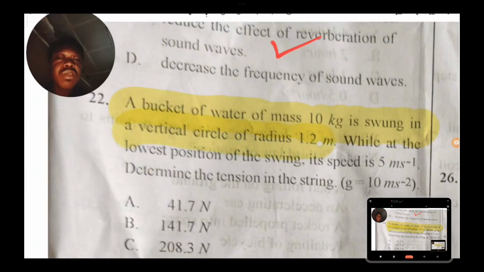Question 22. A bucket of water of mass 10 kg is swung in a vertical circle of radius 1.2 m, while at the lowest position of the swing, its speed is 5 meters per second. Determine the tension in the string. Take g to be 10 meters per second squared. When you hear tension, you are dealing with force, which is why your options are in Newton already. If you fail to do that, then you are going to have issues.